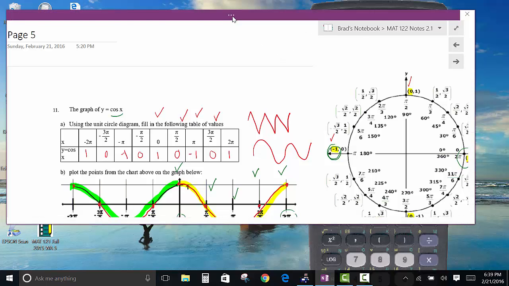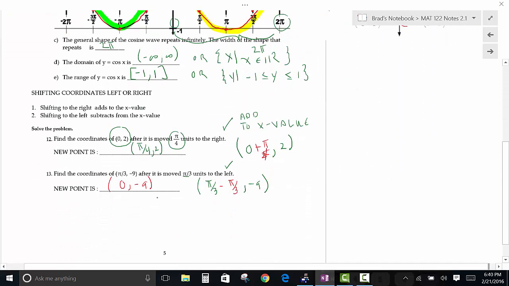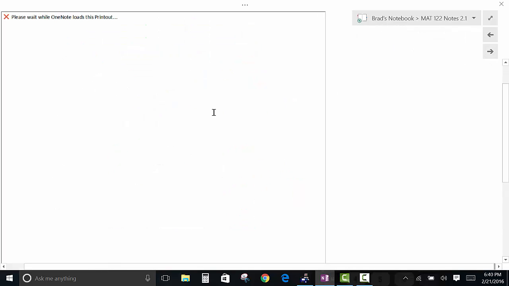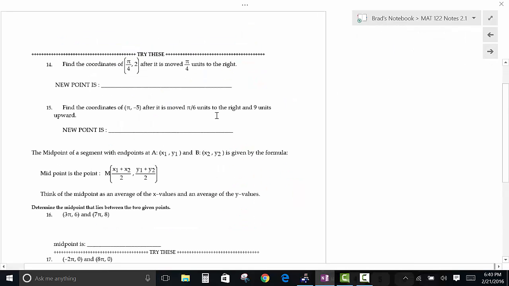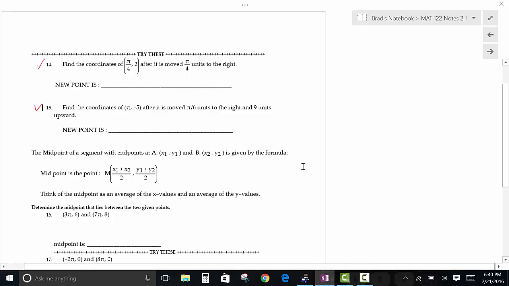So let's go ahead and get this finished up. What we're going to have is that would be our new point, 0, -9. All right, so if you're moving something to the right, add to the x value. If you're moving something to the left, subtract from the x value. Okay, so let's load up this next page here, and I will let you guys very quickly work 14 and 15 out. I've given you a point, I've told you what transformation, and then let's see what we come up with.